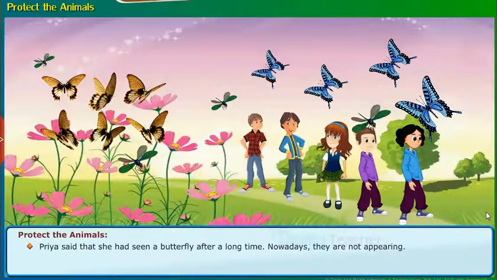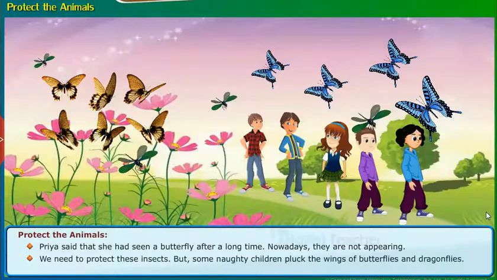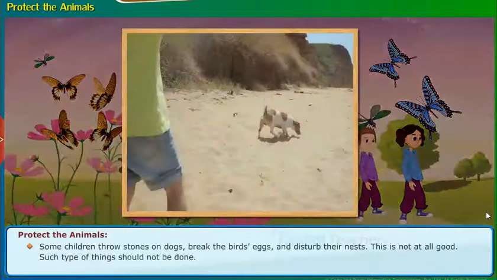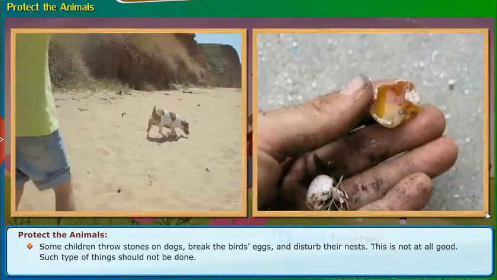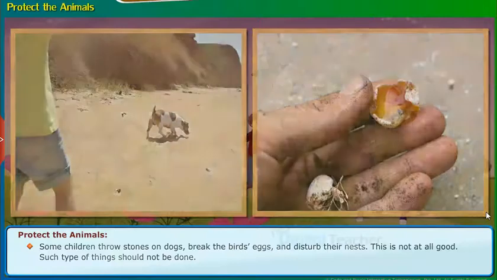Nowadays, they are not appearing. We need to protect these insects. But some naughty children pluck the wings of butterflies and dragonflies. Some children throw stones on dogs, break the birds' eggs, and disturb their nests. This is not at all good. Such type of things should not be done.